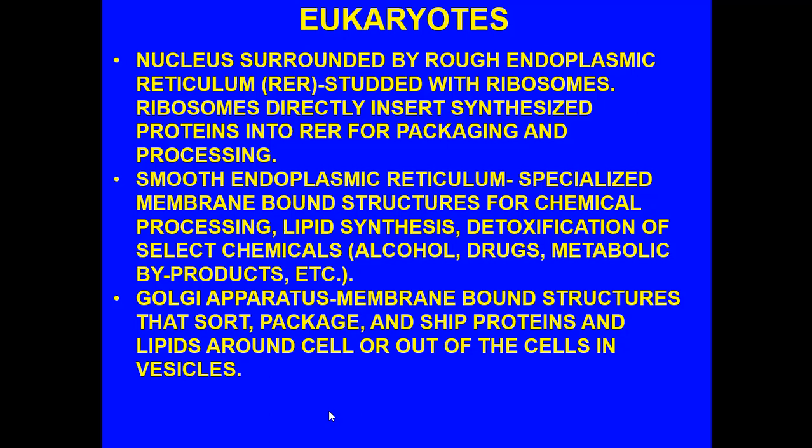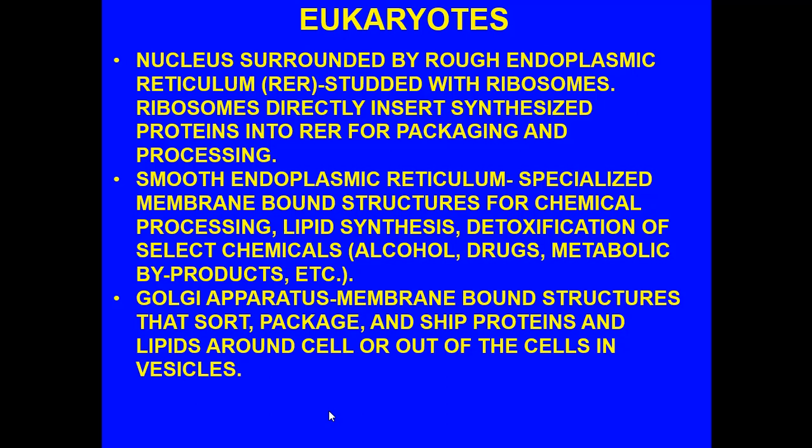But smooth endoplasmic reticulum is a specialized membrane-bound structure for chemical processing, lipid synthesis, detoxification of select chemicals, such as alcohol, drugs, metabolic byproducts, etc. When you have a cell that's doing a lot of this detoxification, for example, a hepatocyte, a liver cell, you're going to see gobs and gobs of smooth endoplasmic reticulum present. And that's what you actually do see in micrographs with select staining.